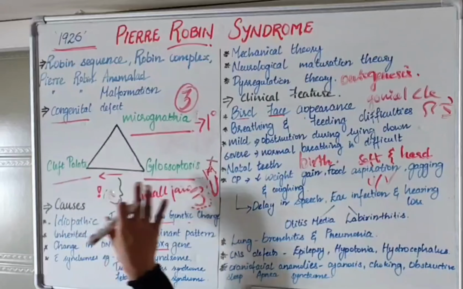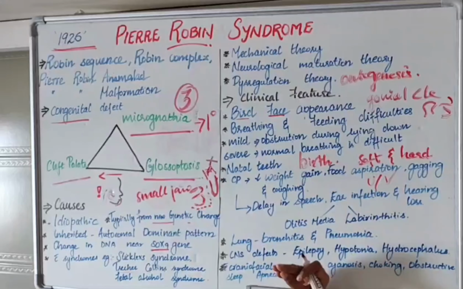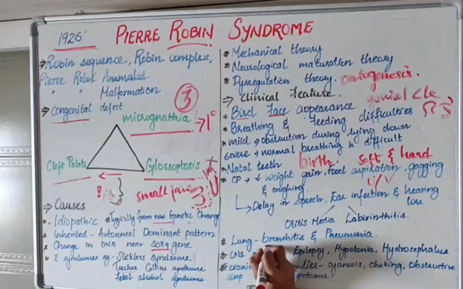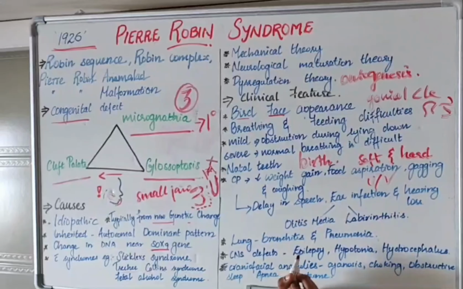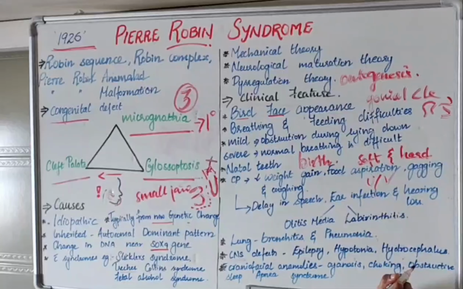Now you have seen everything related to these three. Now we also have some signs which are seen systemically. You can say there is airway obstruction, so the next organ which is going to be affected is the lungs. So you can also have lung infections like bronchitis and pneumonia. In some cases, we can also see central nervous system defects like epilepsy, hypotonia, hydrocephalus. We also saw it can be present with other craniofacial anomalies.